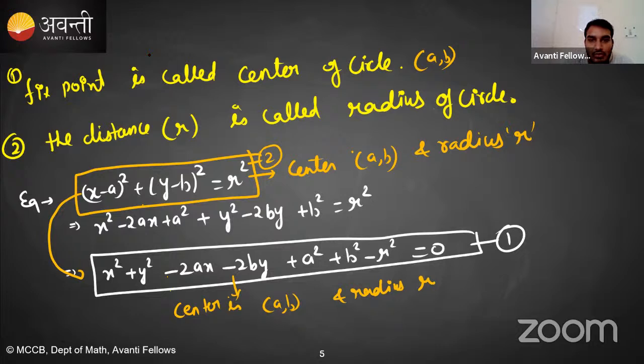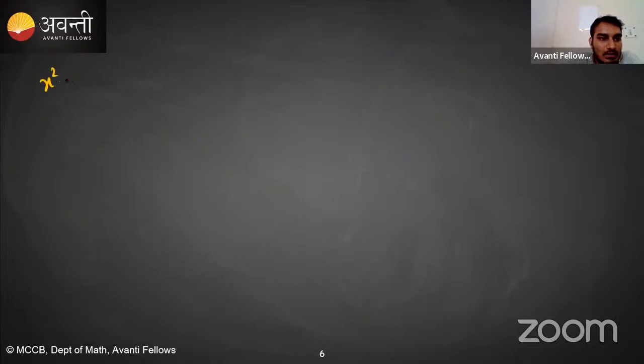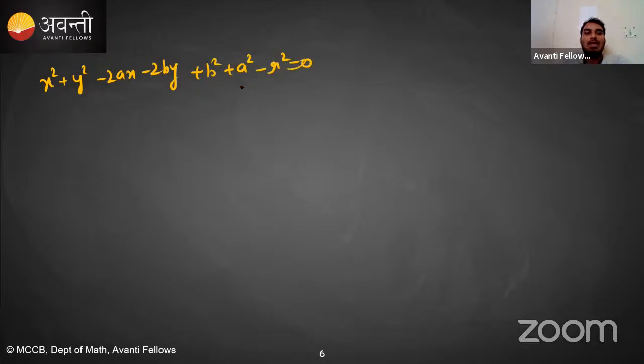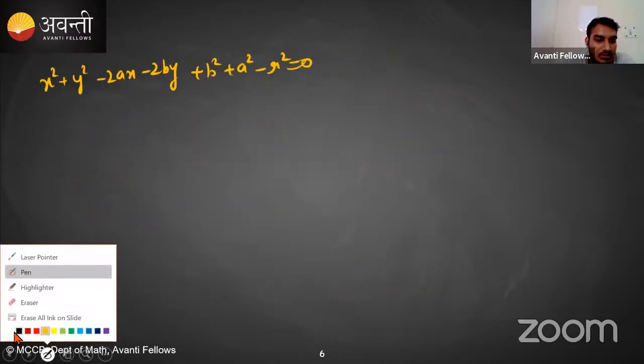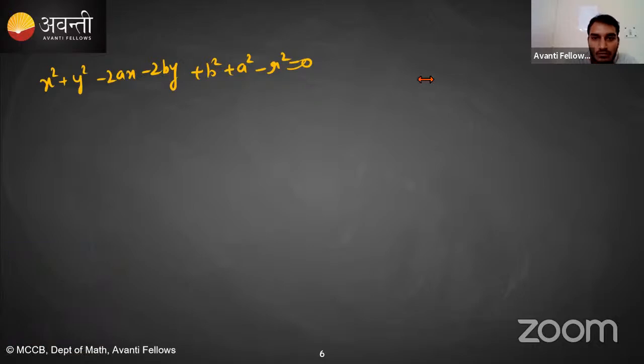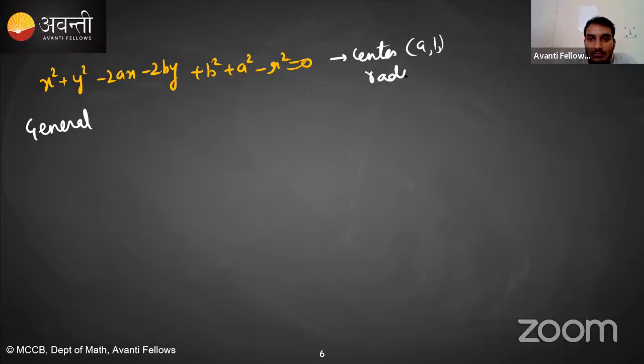Is this clear? Okay. So now again, x square plus y square minus 2ax minus 2by plus b square plus a square minus r square is equal to 0. This is the equation that we got from equation 1. So now what I'm saying is, student, yes, good afternoon. What is the general equation of the curve? Remember in this, the center is (a, b) and the radius is r.